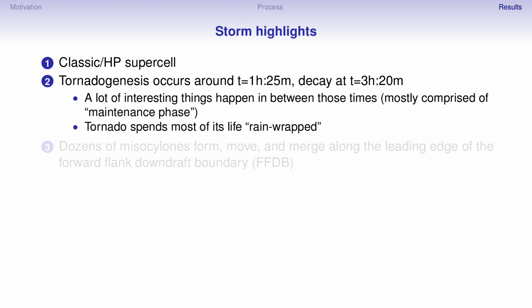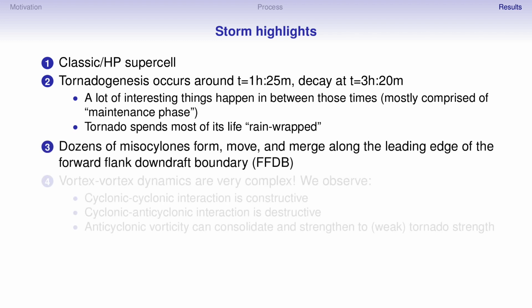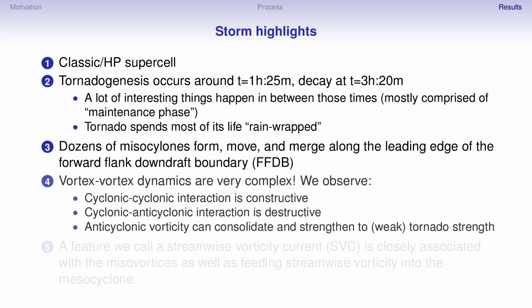So the storm is a classic sort of merging of an HP supercell. We have a tornado that starts about an hour and a half into the simulation. It's on the ground for almost 2 hours, which is longer than the storm that Jana reported yesterday, the actual storm. There's a lot of interesting things happening between genesis and decay. The tornado spends most of its time wrapped in rain, which would be, of course, difficult to observe in the field.